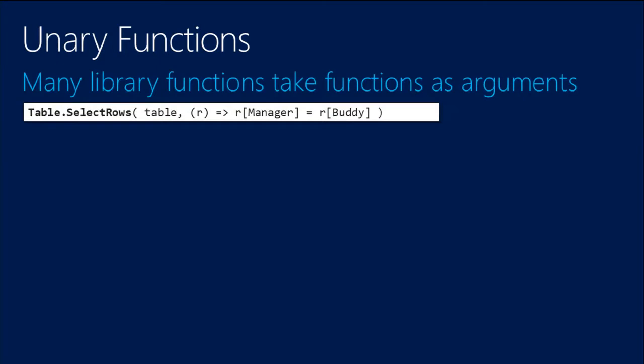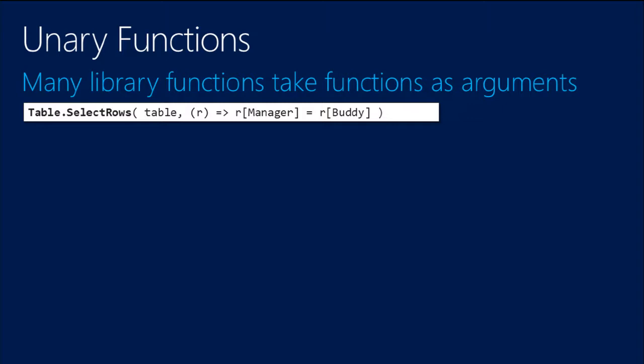So unary functions. A unary function is a function that takes in a single parameter. And you're going to see this quite often in M, especially around tables and rows. Okay, so in this case, we're doing a Table.SelectRows. You're passing in a table argument, so the table argument is typically your previous step, right? The transformations up to that point.